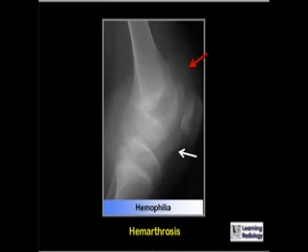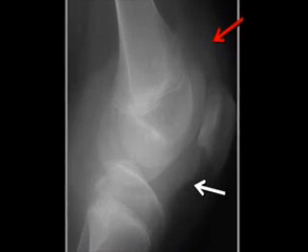This patient has hemophilia and, as a result thereof, has a hemarthrosis. Because of the hemosiderin deposit, the joint effusion actually looks denser than would a regular joint effusion. The red arrow is pointing to blood in the suprapatellar bursa, and the white arrow to blood in the region of Hoffa's fat pad in the infrapatellar bursa.